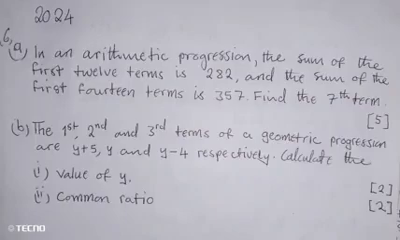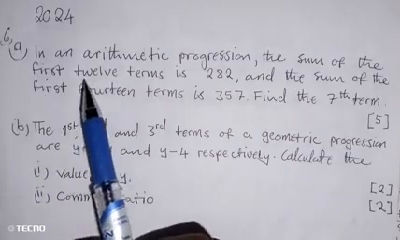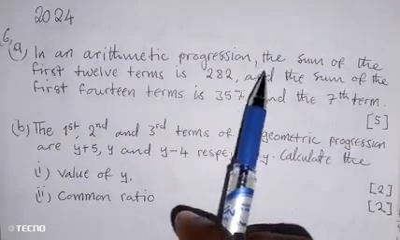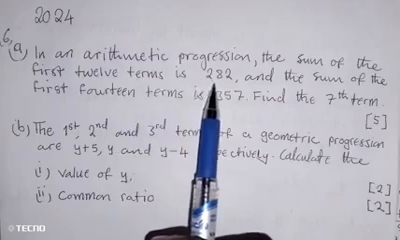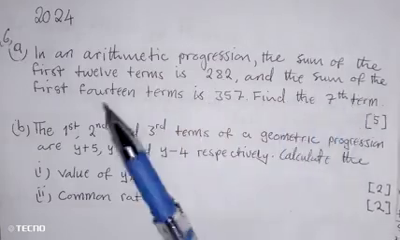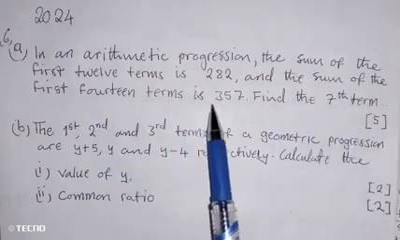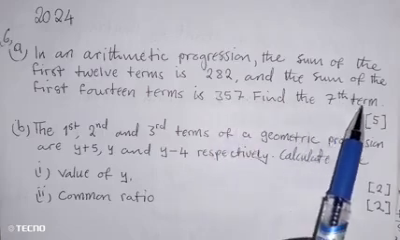This one is Additional Mathematics 2024 Question 6, which is on 6A on AP and 6B on GP. Now the question reads: in an arithmetic progression, the sum of the first 12 terms is 282 and the sum of the first 14 terms is 357. Find the seventh term.